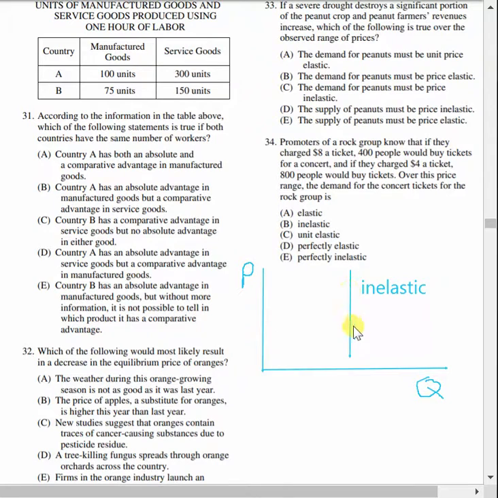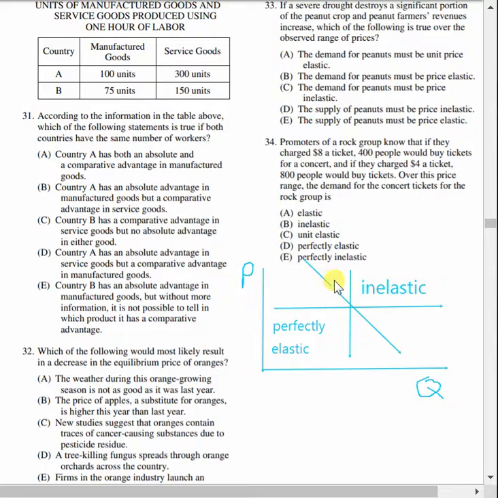And then a horizontal curve would be called perfectly elastic. I really should call this perfectly inelastic when it's completely upright. And this means that the price is just not going to change very much no matter what happens to the quantity. And then between perfectly inelastic and perfectly elastic, you have everything in between. Now, when the slope is exactly 45 degrees, that means that for every one change in quantity, you get one change in price, one unit change in both. This curve has a special name, and they call that unit elasticity.